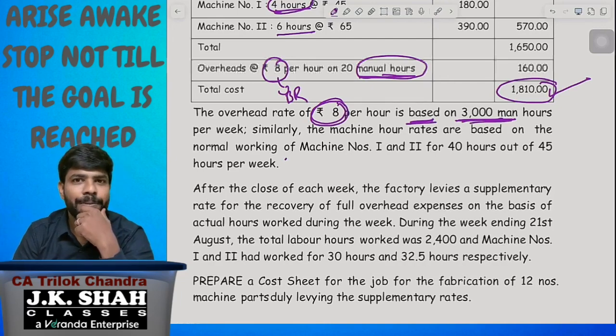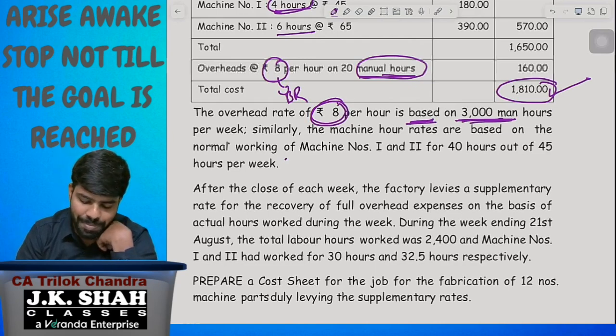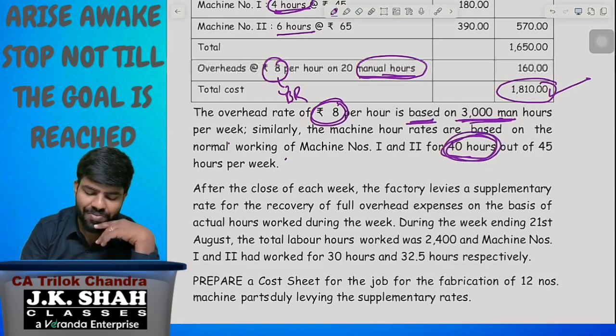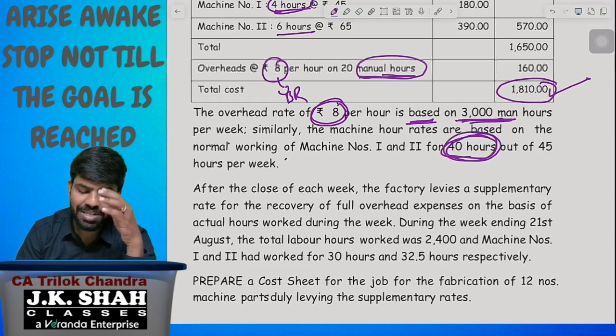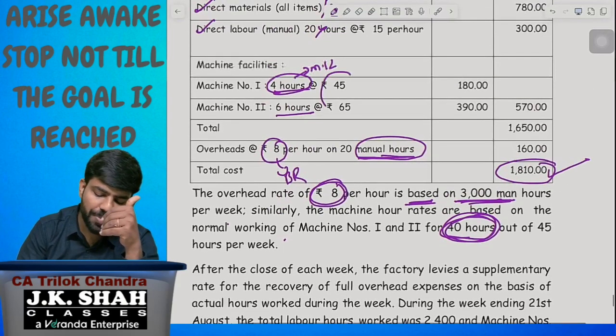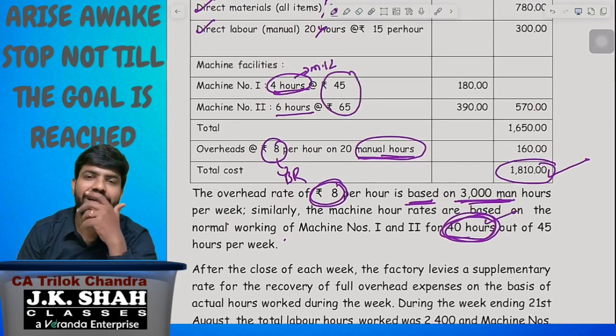Are you understanding? Next. Similarly, the machine rates are based on the normal working of machine number 1 and 2 for 40 hours out of 45 hours per week. In a week, 45 hours they work, but how many hours they plan to work means 40 hours. So machine 1, machine 2 absorption rates are calculated by using 40 hours.